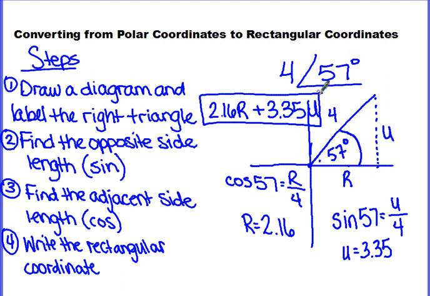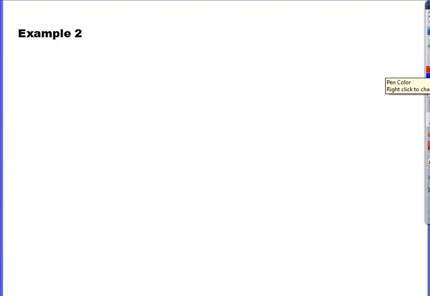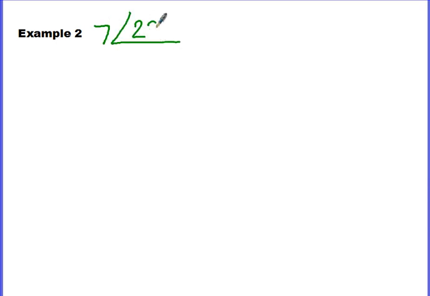All right, let's work another example together. Example 2. We are going to convert 7 with an angle of 230 degrees to a rectangular coordinate. We'll follow our steps. The first step we want to do is draw a diagram and label the right triangle. This is often the hardest part of the whole thing.